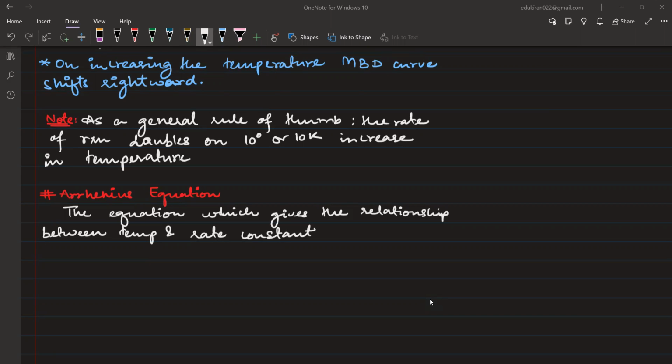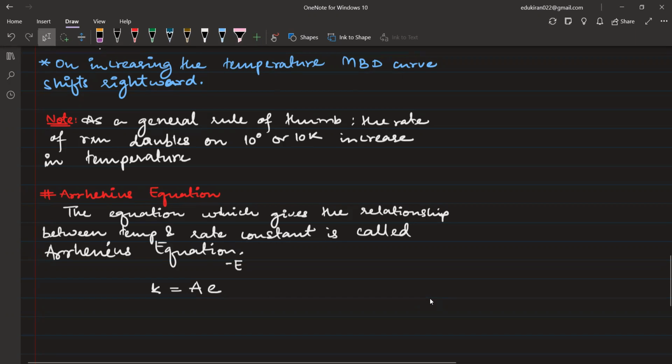Okay, the equation which gives the relationship between temperature and rate constant is called the Arrhenius equation. So he found out that the rate constant K is equal to, first of all, there is a constant A, and it depends on e to the power negative of EA, that means the activation energy, divided by R times T.